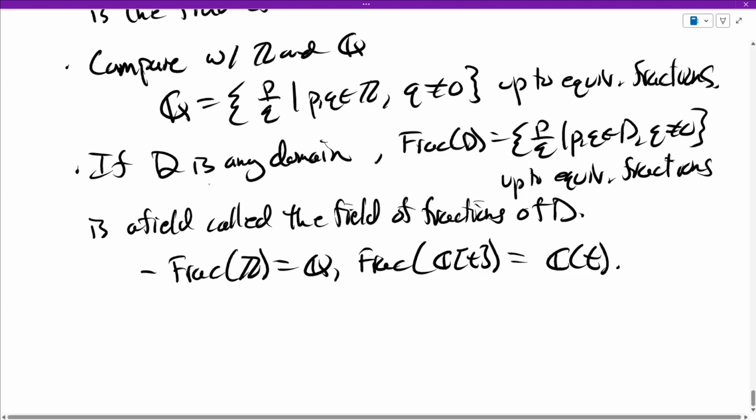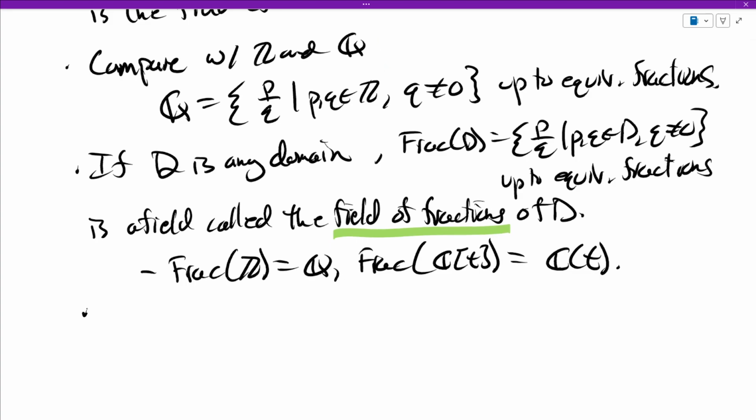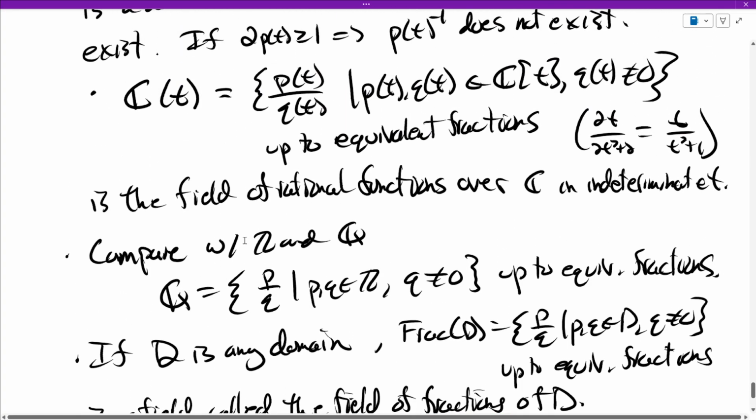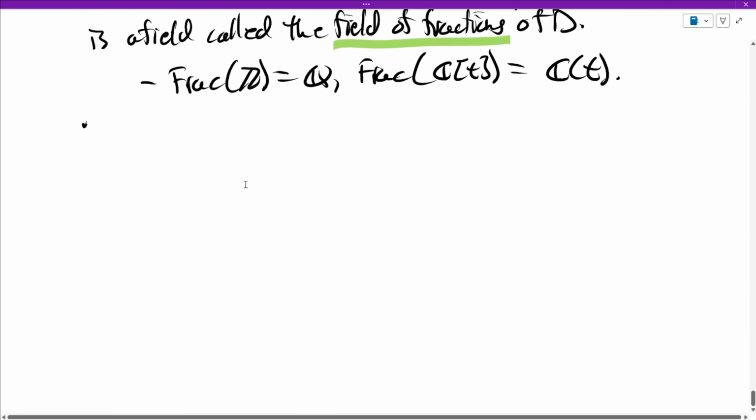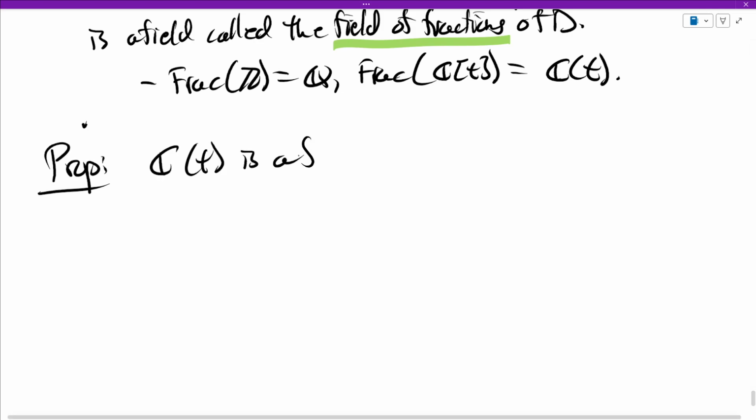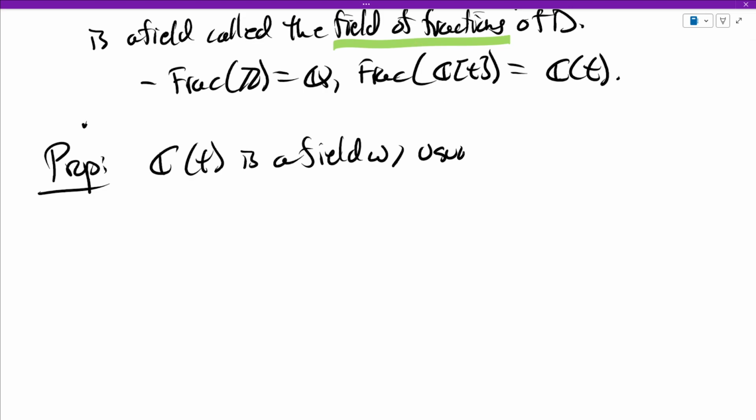Again, you don't need to know that, but it's good to know that this is a general process. It's not just that it happens in these two cases. It happens in general. Okay. All right, let's do a quick proposition here. Proposition: C parentheses T is a field with the usual addition and multiplication. Proof.